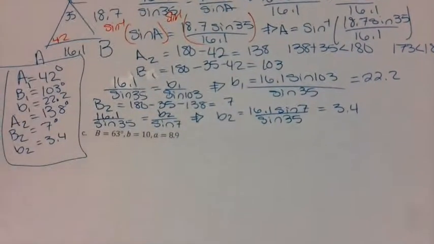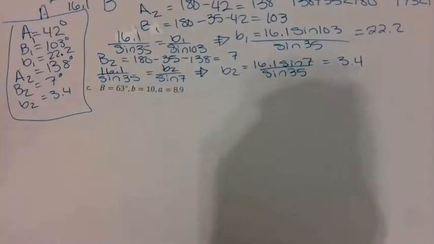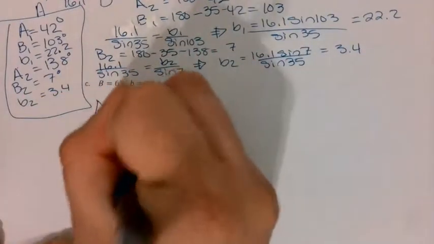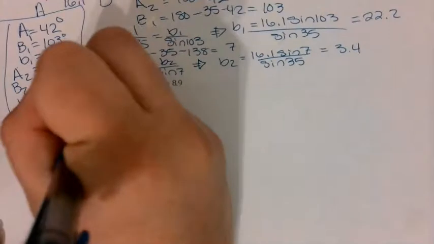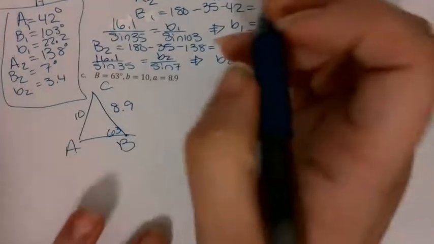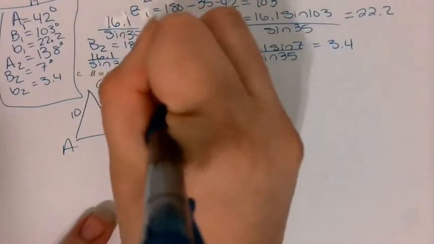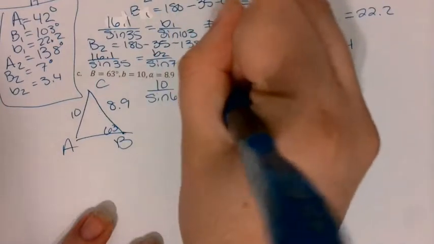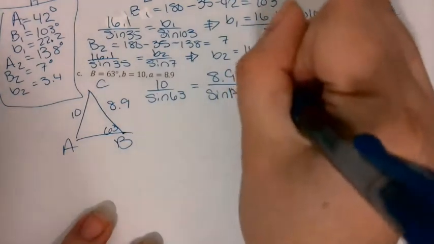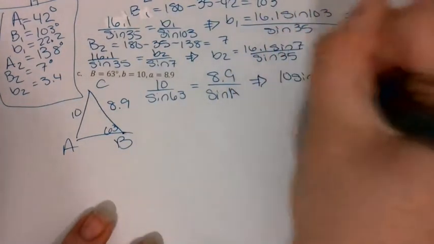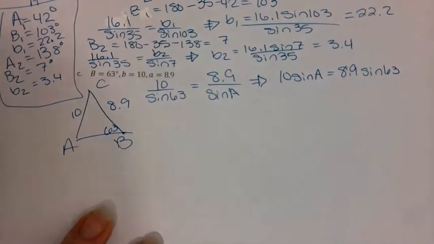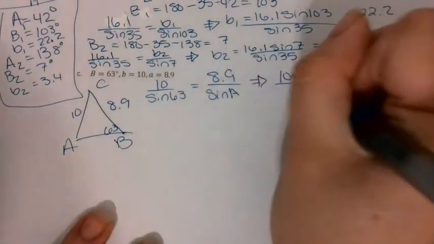Okay. Then I'm going to go along and solve C. So this one, draw my triangle, 63, 10, and 8.9. So I am going to solve for my angle for A first. I have 10 over sine of 63 equals 8.9 over sine of A. I want to cross multiply to get rid of my fractions. I have 10 sine A equals 8.9 sine of 63. I need to divide both sides by 10 to get sine of A alone.